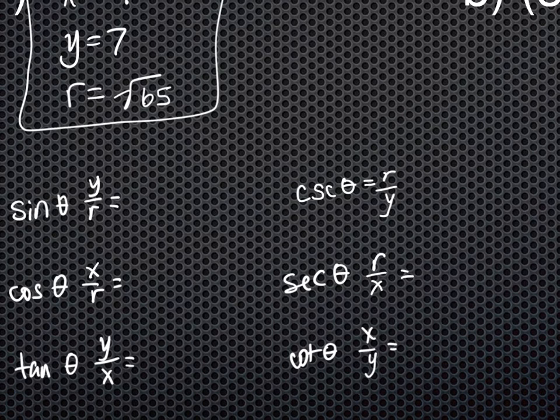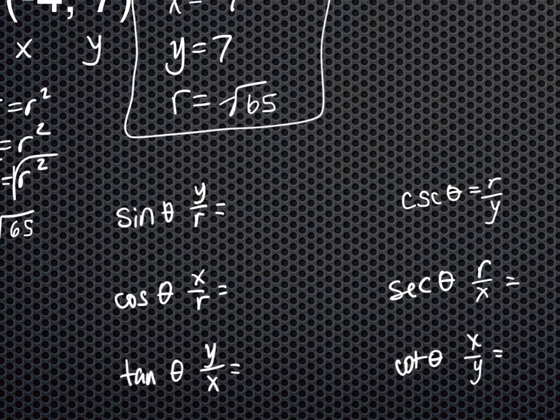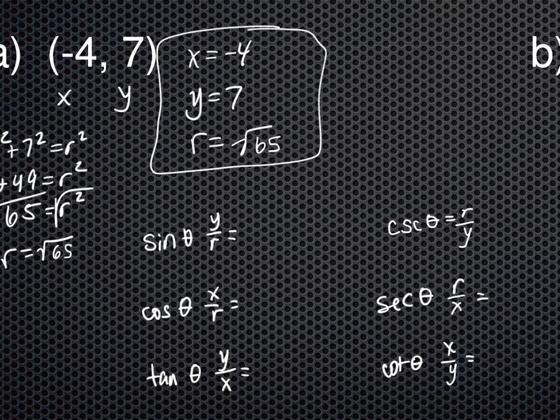Remember, radicals in the denominator are not okay. So the sine is y over r. Can I leave my answer like that? No. I have to rationalize top and bottom by root 65. So my answer becomes 7 root 65 over 65. What's my cosecant? Root 65 over 7. Perfect.